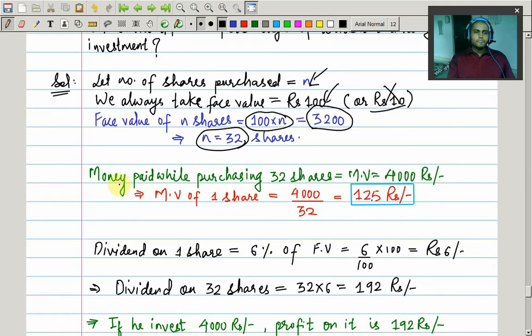Now the money paid while purchasing 32 shares, that is the market value, is 4,000. So what is the market value of one share? For 32 shares you have paid 4,000. So what is the price of one share? Just divide 4,000 by 32, you will get 125 rupees.